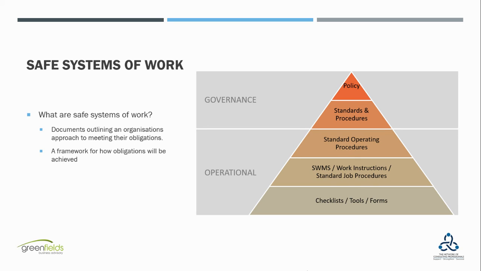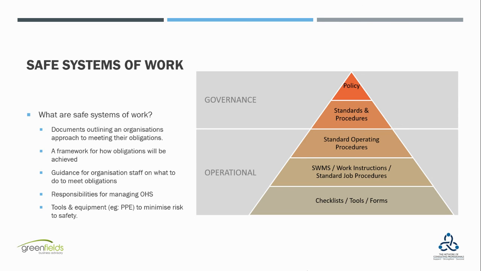In the illustration on the right, you can see governance documents would be a policy, some standards and procedures, with operational documents such as standard operating procedures, work instructions, checklist tools, those types of things. Provides guidance for organisational staff on what to do to meet its obligations. Outlines the responsibilities for managing occupational health and safety, and provides some tools and equipment, for example, personal protective equipment to minimise risks to safety.